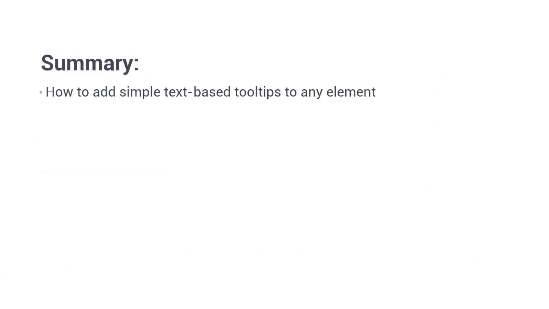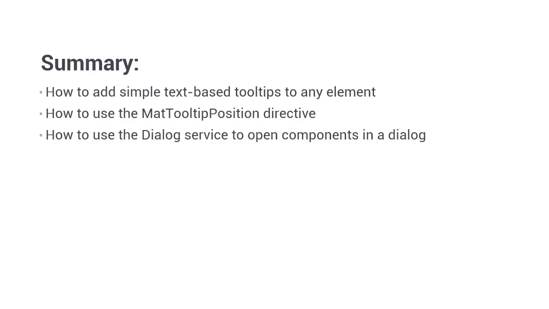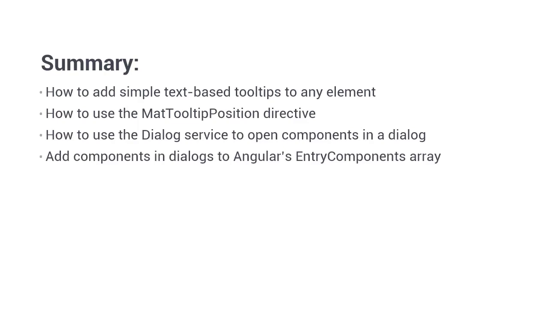So in this lesson, we first saw how we can add simple text-based tooltips to any HTML element or component using a simple directive. We saw that the content to display is added as the value of the mat tooltip directive, and that we can change the position of the tooltip using the mat tooltip position directive. We then moved on to look at the dialog service, which we can use to open up another component inside a floating dialog. We saw that we should add the component to be opened in the dialog as an entry component in our root module, and we saw the different elements and directives that we can use inside components that are to be displayed within dialogs.